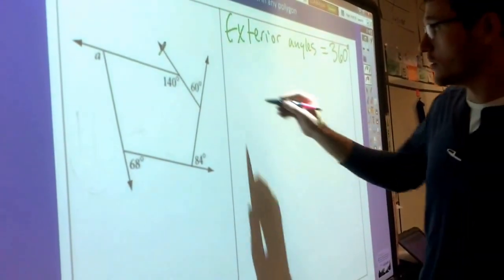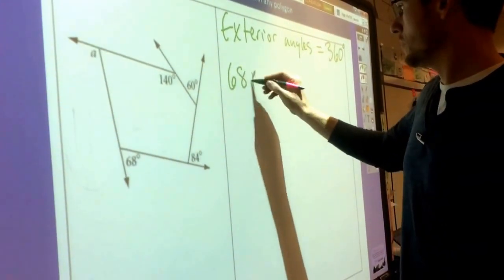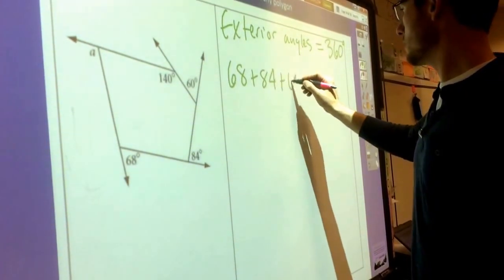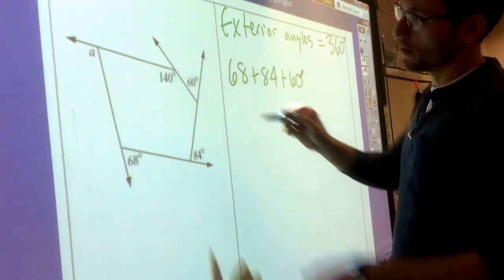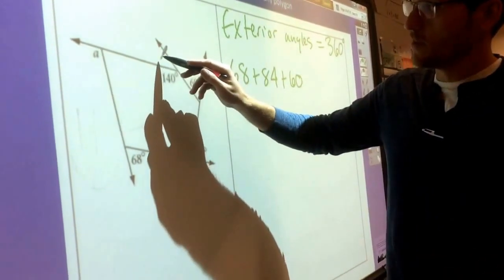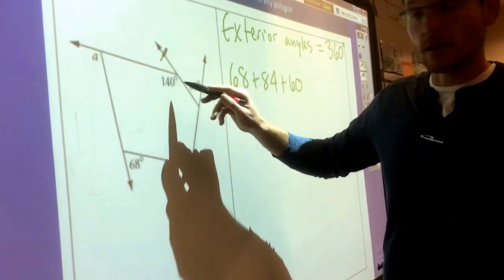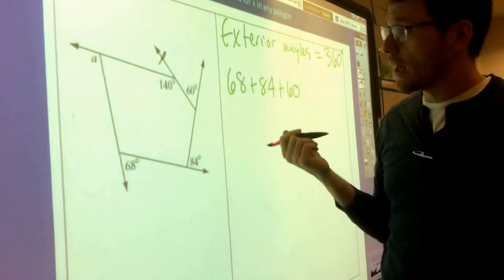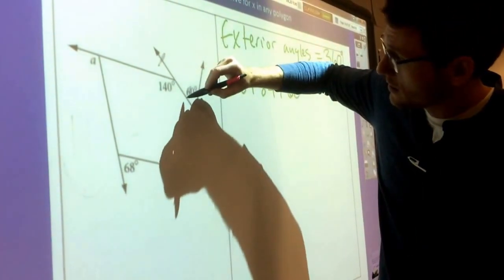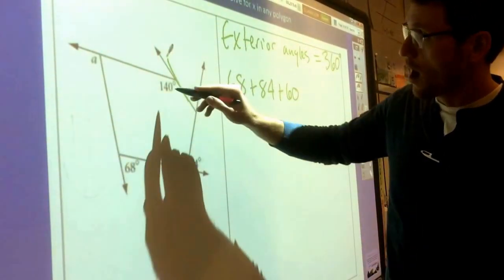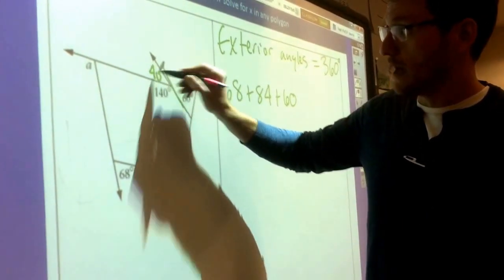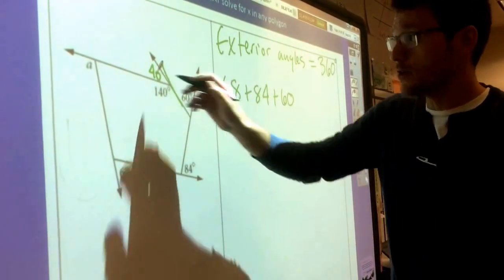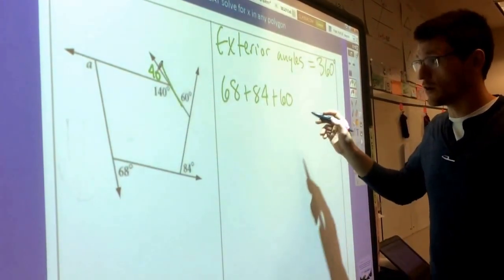So let's write out an equation that says that. 68 plus 84 plus 60. And then here I run into a problem. On this problem, it doesn't give me this exterior angle, but it does give me the interior angle on the inside. So all I have to do is recognize that this is a linear pair, 108, which means it adds up to 180, which means there's 40 left for that exterior angle. I'm going to use that 40 in the equation.